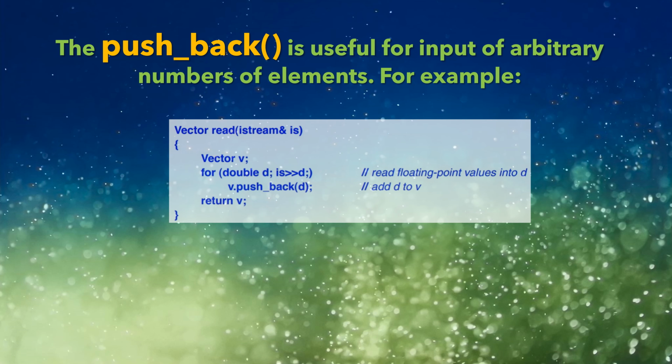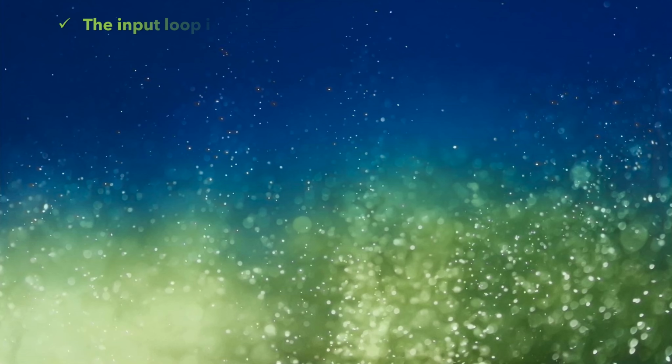For example, vector<double> read(istream& is) { vector<double> v; for (double d; is>>d;) // read floating-point values into d v.push_back(d); // add d to v return v; }. The input loop is terminated by an end of file or a formatting error.